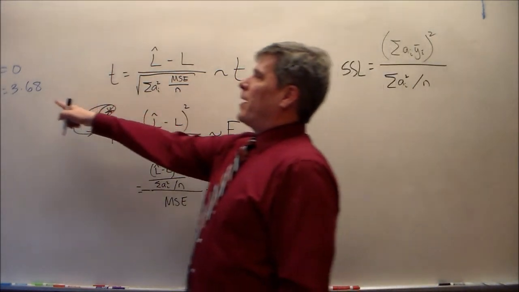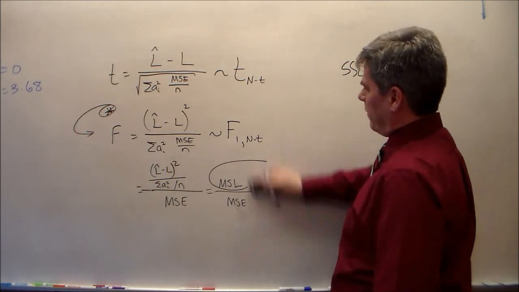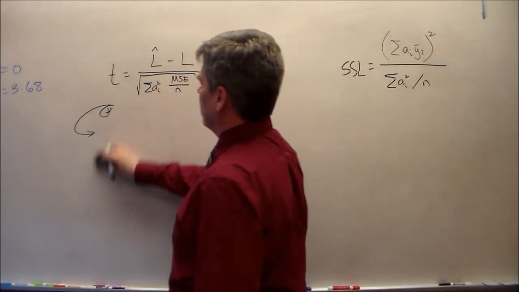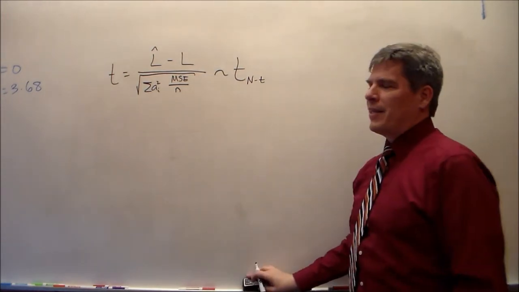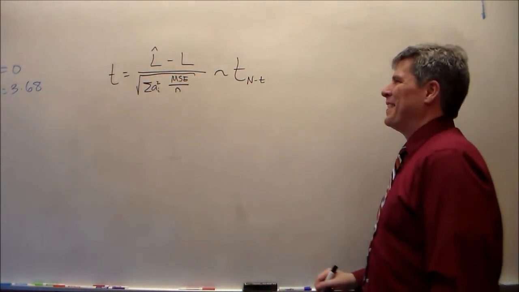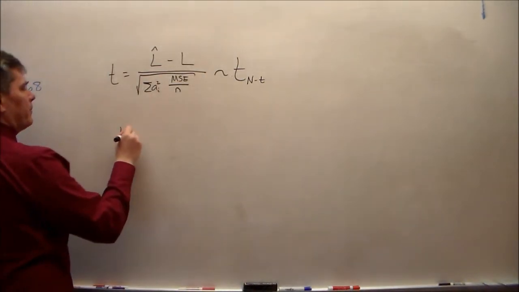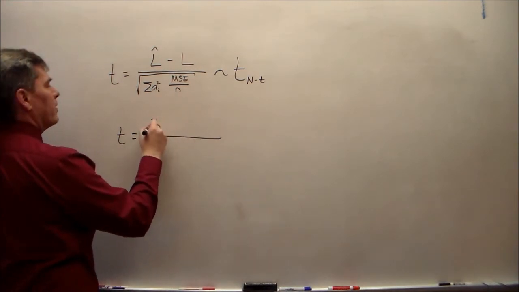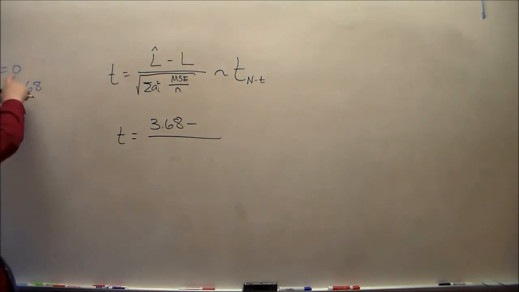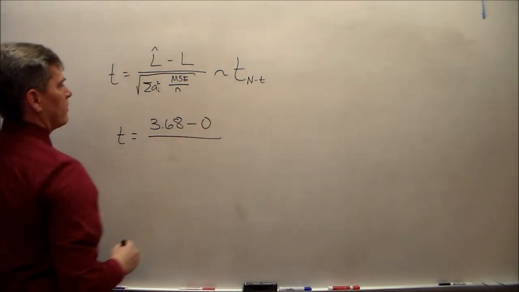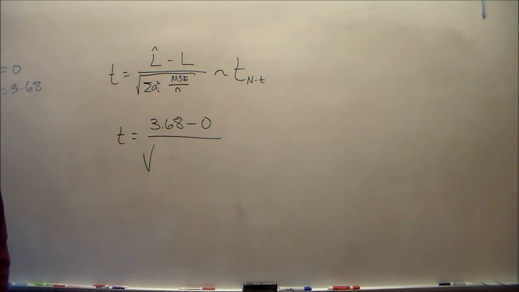Okay, let's remember this over on the right. Let's go ahead and do the testing. And the amusing thing is I go back to the t instead of to the F. Okay, we observe what for L hat? So our observed test statistic is 3.68. What do we hypothesize for L? 0. And the denominator? The sum of the a_i squared was 6.